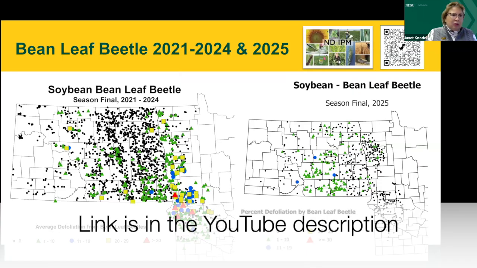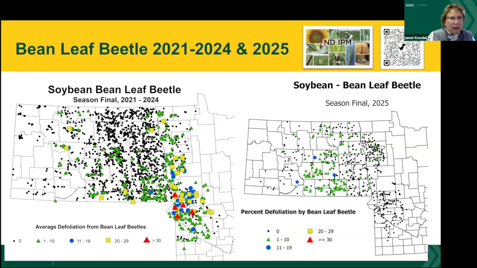Here are our IPM crop survey maps that we have for soybean bean leaf beetle. The one on the left is from 2021 to 2024. I just want you to note how widespread it is. It used to be only found along the South Dakota border over in the southeast of North Dakota. Now you can find it clear up to the Canadian border and just about all the way out west. So it's really expanded in the last 15, 20 years.